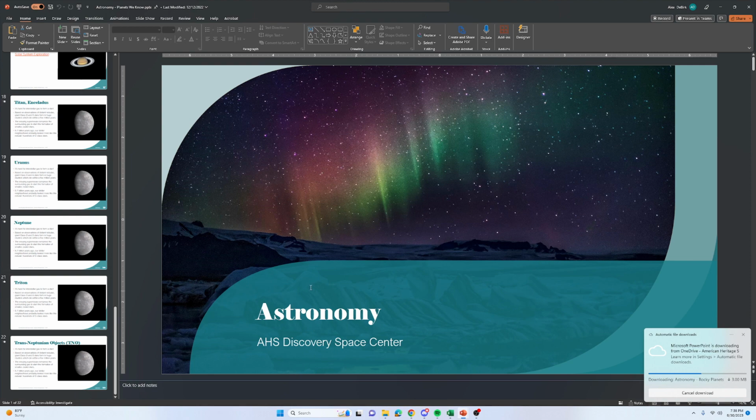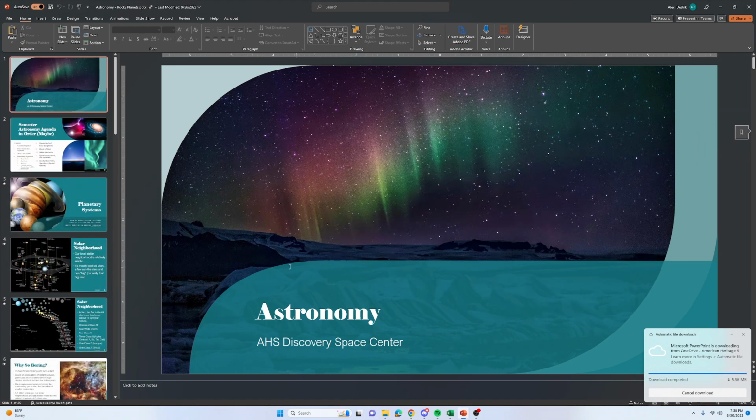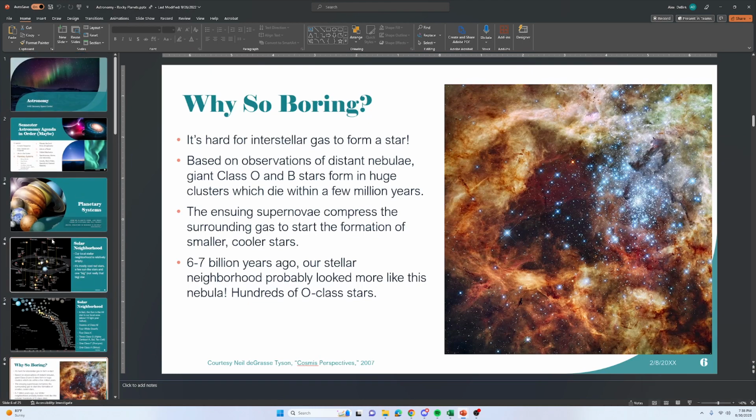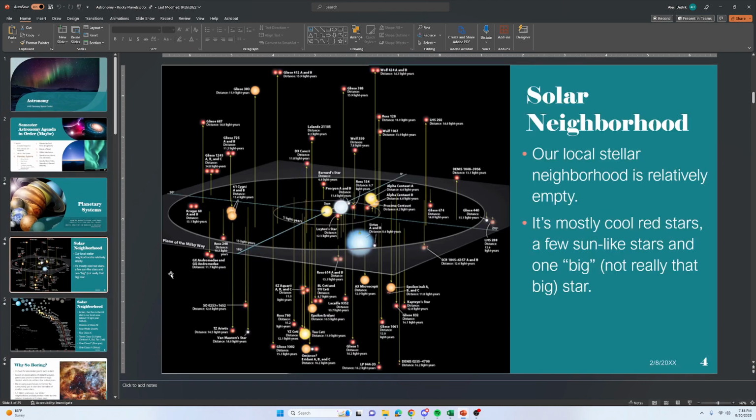Let's try this. Oh yeah, okay. So once again, here's our stellar neighborhood, and look how many red stars we have around us. Then just a couple of yellows, a bunch of oranges, and only one blue and only one white. There are no B's or O's either. So why is it so boring? Why is it that we mostly have red stars?